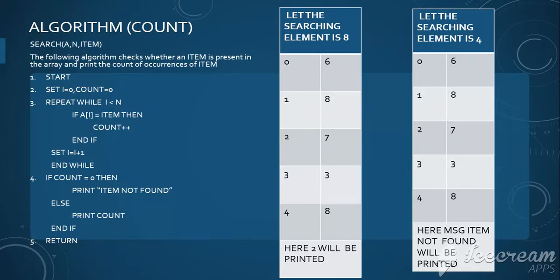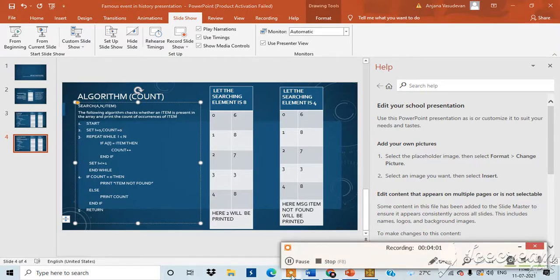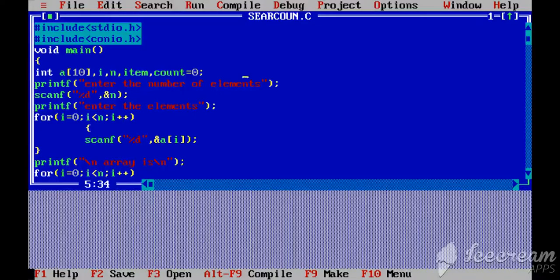Okay, that's about the algorithm, and let us look at the program. This is a program to find the count of occurrence of a number. Initially we have declared an array of 10 elements. The variables i, n, item and count are declared, and count is initialized to 0. Then the limit of the array is read from the user into the variable n, and using a for loop, the loop iterates from 0 to n minus 1, and each time the value is read from the user and stored in a of i.